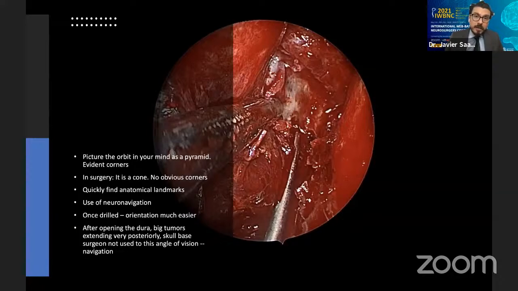And also, I need to say that neuronavigation is very useful. So once you start drilling the bony structures, the orbital walls, then you will get access to the anterior fossa dura and the middle fossa dura. And then you will get a better sense of orientation. Then after you have opened the dura mater, and if you have a big tumor or a tumor extending very posteriorly, then you will find neuronavigation very useful.